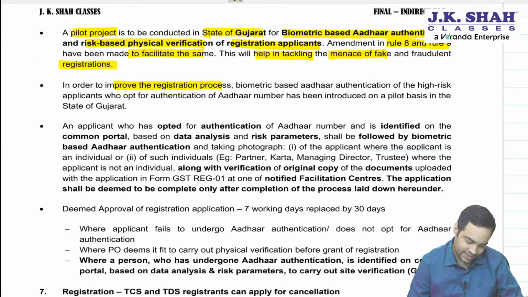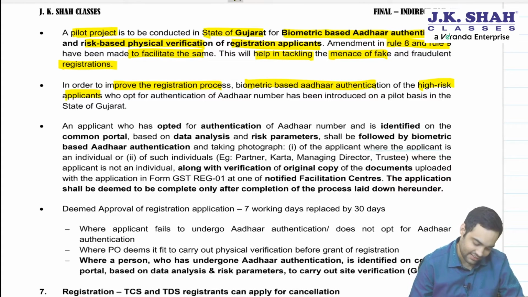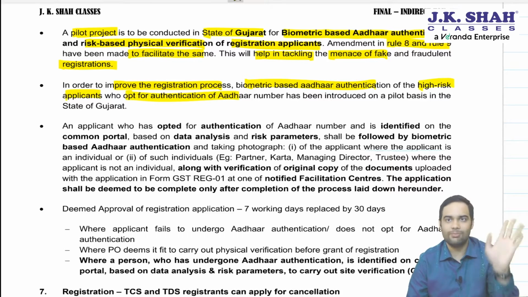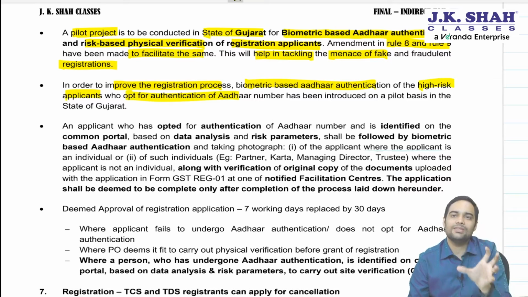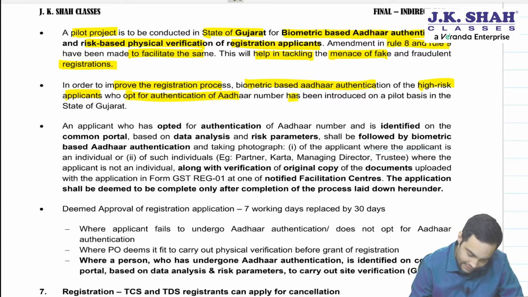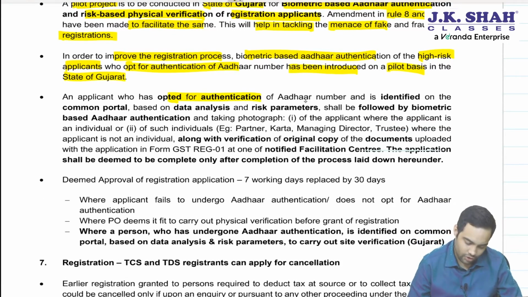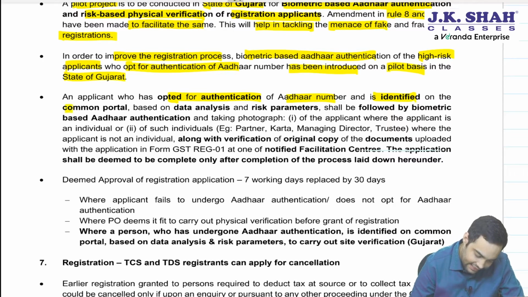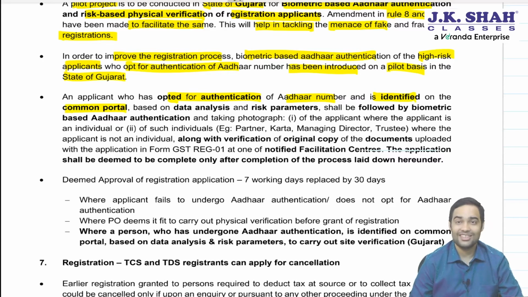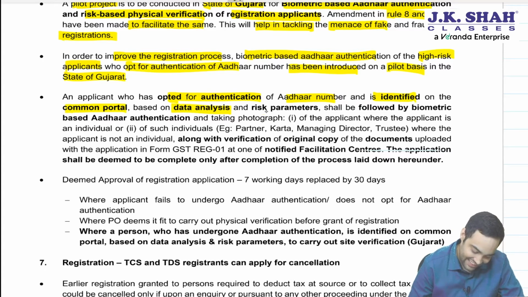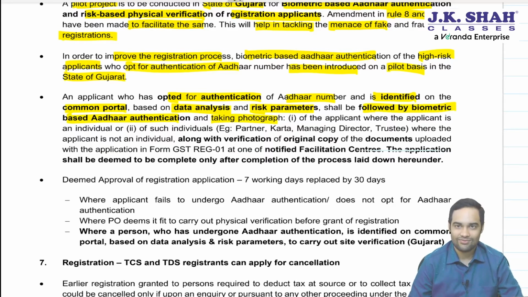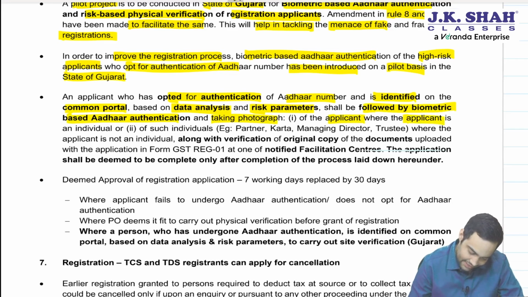In order to improve the registration process, biometric based Aadhaar authentication of high risk applicants who opted for Aadhaar authentication, have completed Aadhaar authentication but still the system deems it a high risk case, has been introduced on a pilot basis in Gujarat. The applicant who has opted for authentication of Aadhaar and is identified by the common portal, based on data analysis and risk parameters, shall be followed by biometric based Aadhaar authentication and taking a photograph of the applicant, where the applicant is an individual.